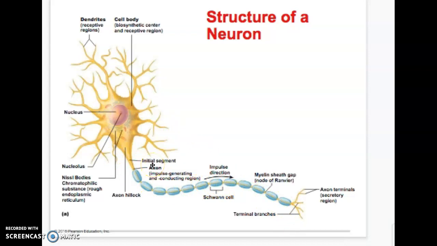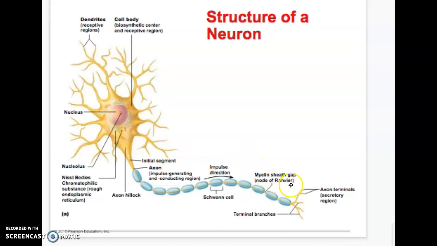Let me just go through the cell body structures a little bit. We are familiar with the nucleus, and inside the nucleus is the nucleolus. There's endoplasmic reticulum in a neuron, but the endoplasmic reticulum has two special names. You can either call it Nissl bodies or chromatophilic substance. Those are the names that we use for the rough endoplasmic reticulum in neurons.